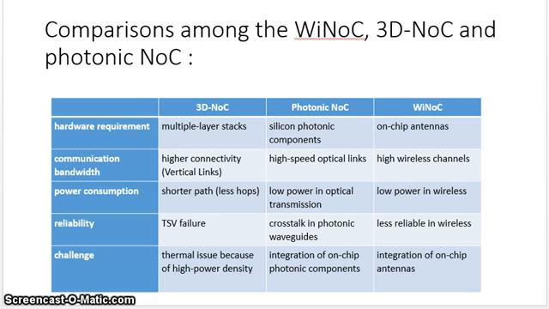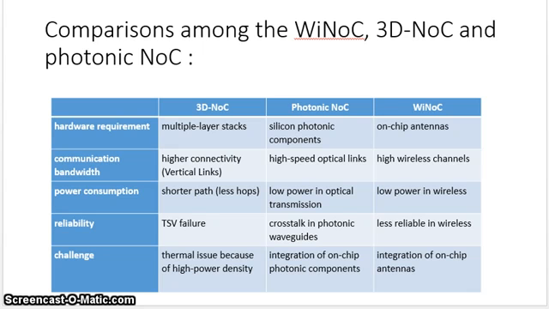In terms of power consumption, 3D network on chip has shorter wires, photonic network on chip has lower power in optical transmission, and wireless network on chip has low power in wireless. Next we have reliability. 3D network on chip has TSV failure. Photonic network on chip has low power in optical transmission. Wireless network on chip is less reliable in wireless.